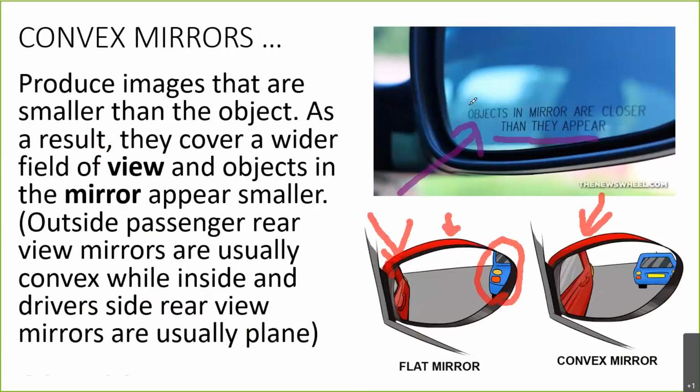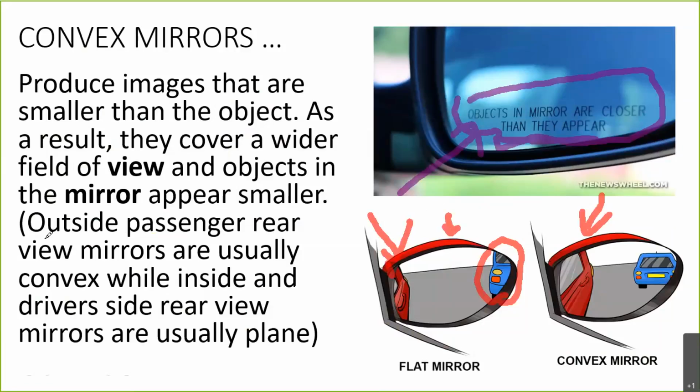And the warning says objects in mirror are closer than they appear. That's because the convex mirror makes the cars behind you look smaller. And when things appear smaller, we perceive them as being very far away. So this warning tells us to keep in mind that even though they look far away, they can be right behind you. In order to be able to see more, it looks further away. So we gain a wider perspective, but we also gain a little bit of risk in thinking that the objects are closer than they actually are. I mean, further away than they actually are.